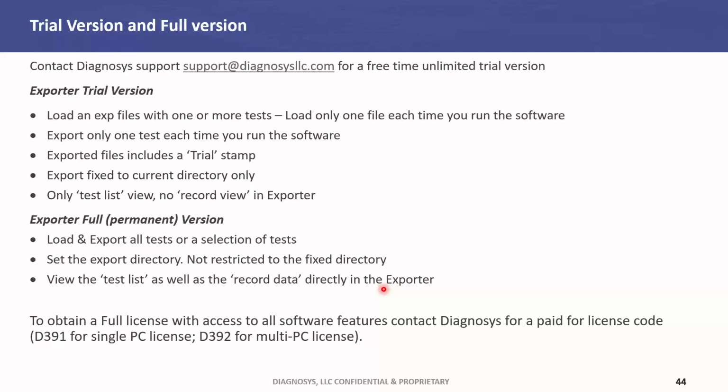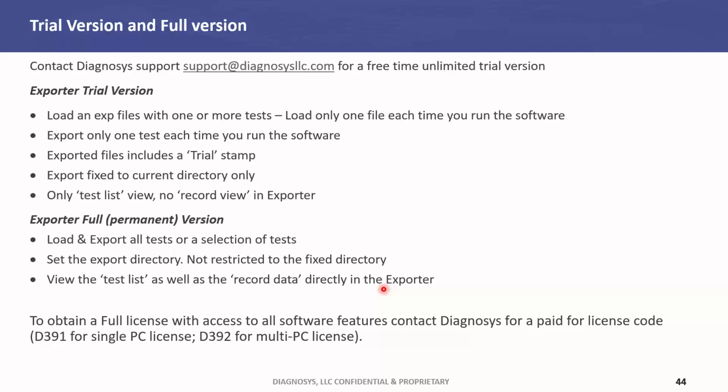There's a slight difference between the trial version and the full licensed version. With the trial version, you can load one file in with one or more tests, but you can only load one file each time you run the software. You can only export one test each time you run the software, and you can only export to the directory where the software lives. And you have limited ability to view the data in the export itself.